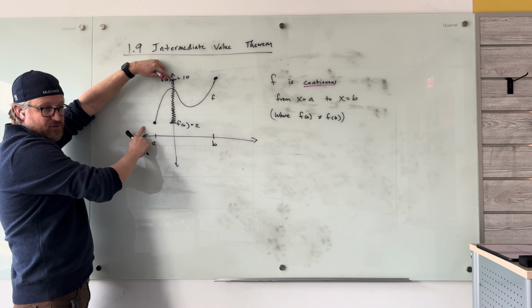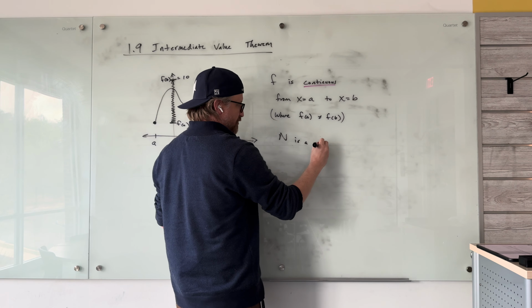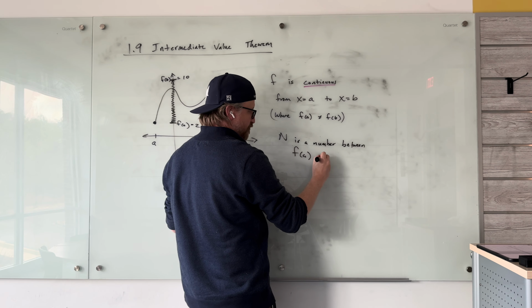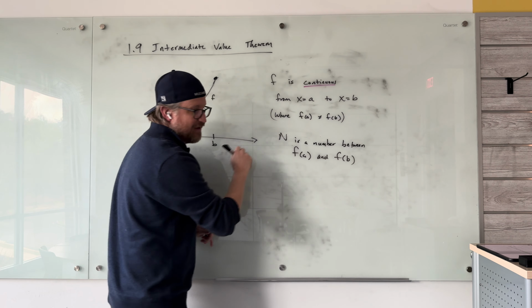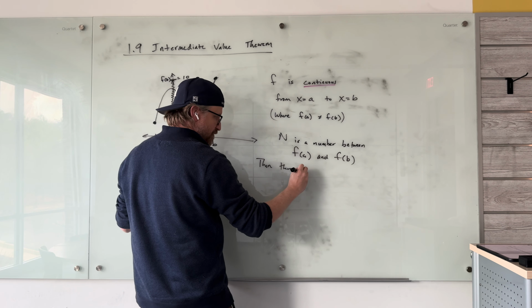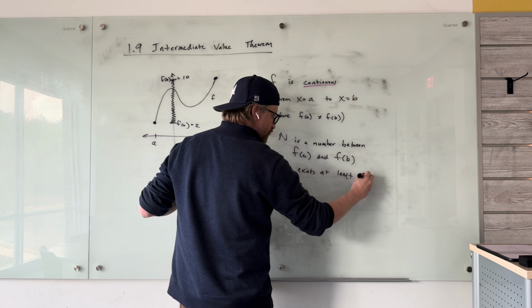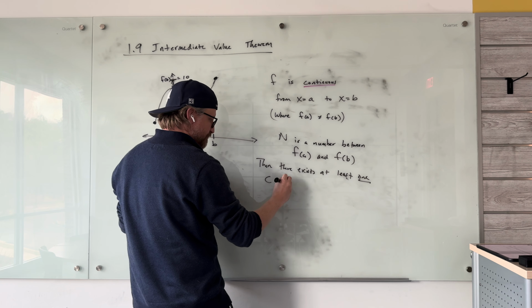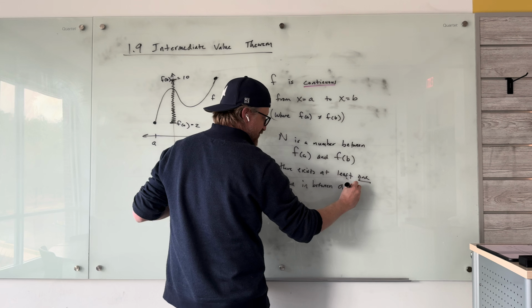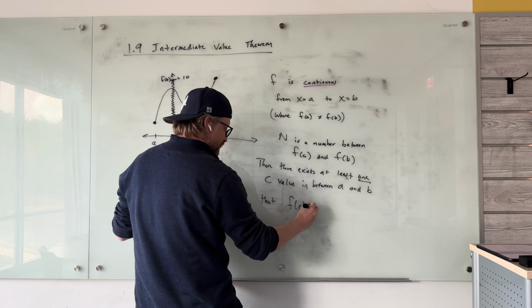You have to. And so what it'll say is something like, n is a number between f of A and f of B. Right, so n represents the y value. And then its final conclusion will say, then there exists at least one C value in between A and B that f of C equals n.